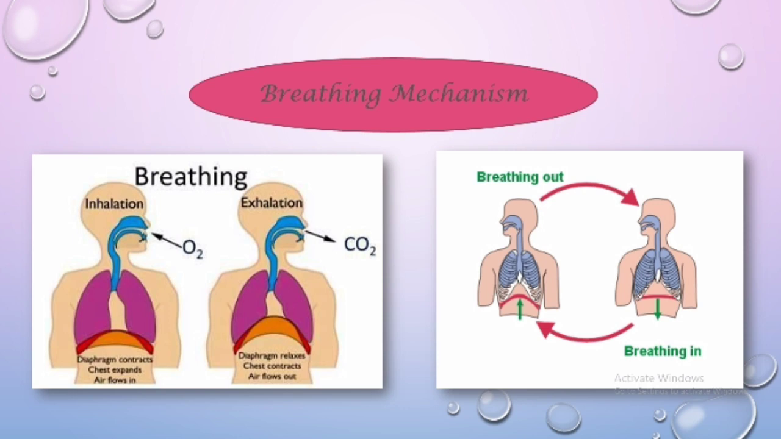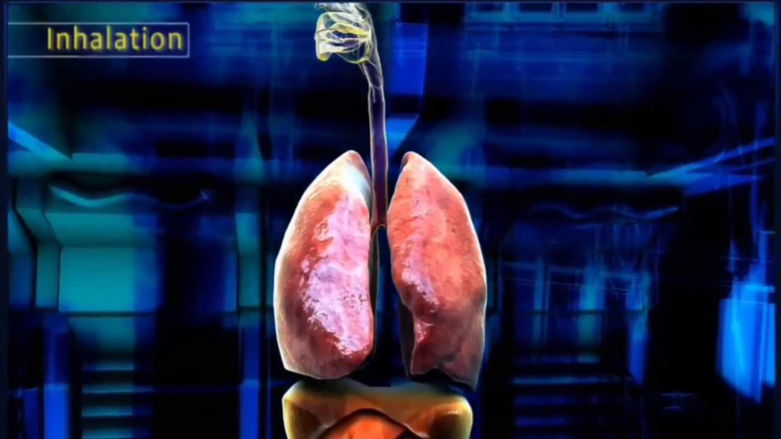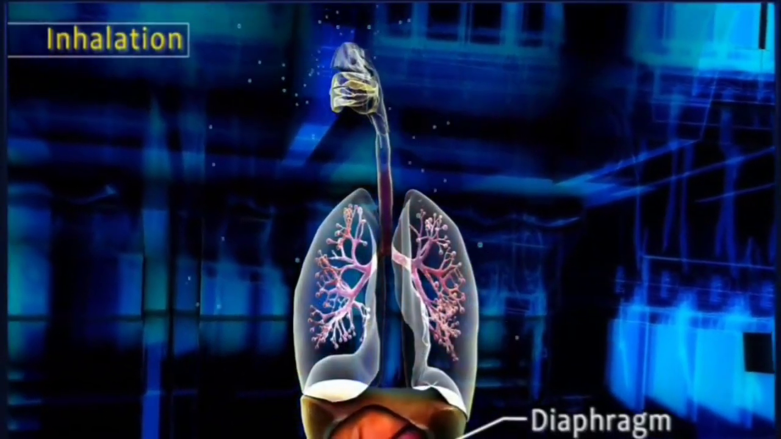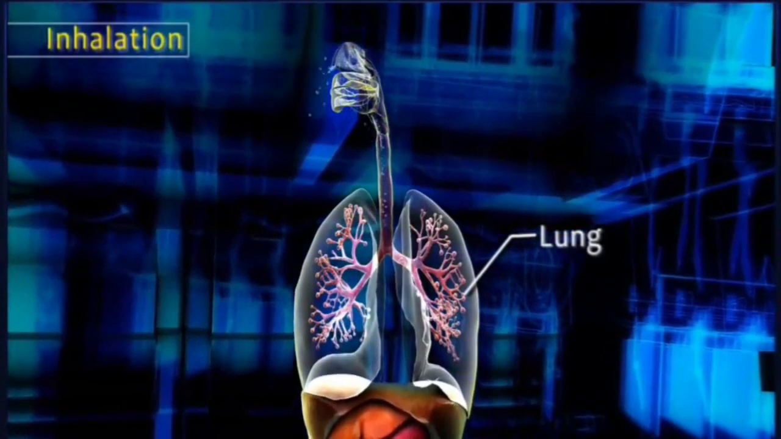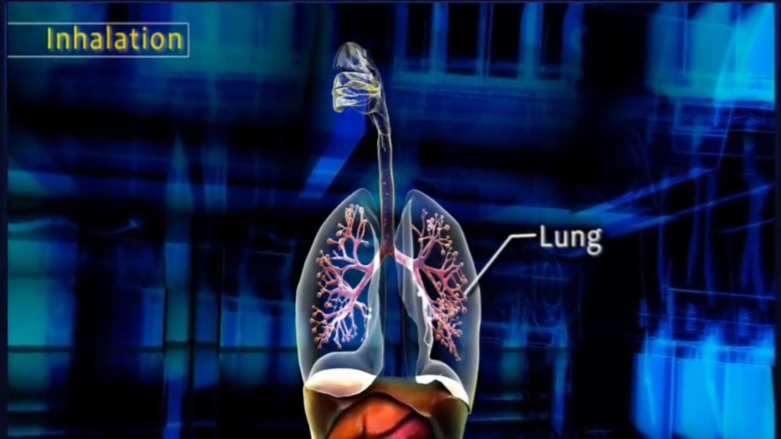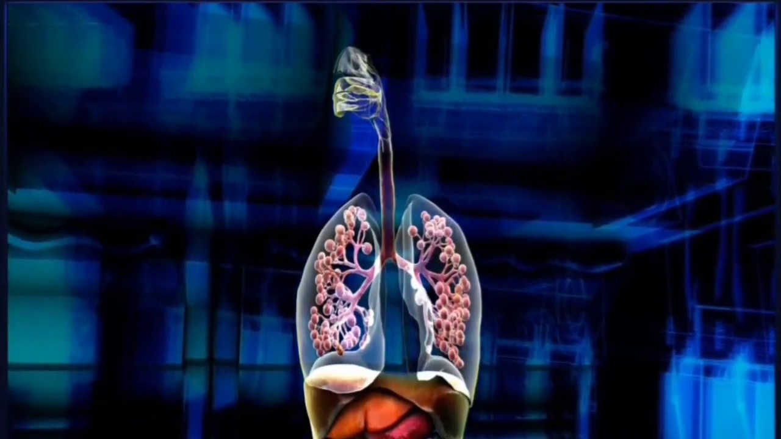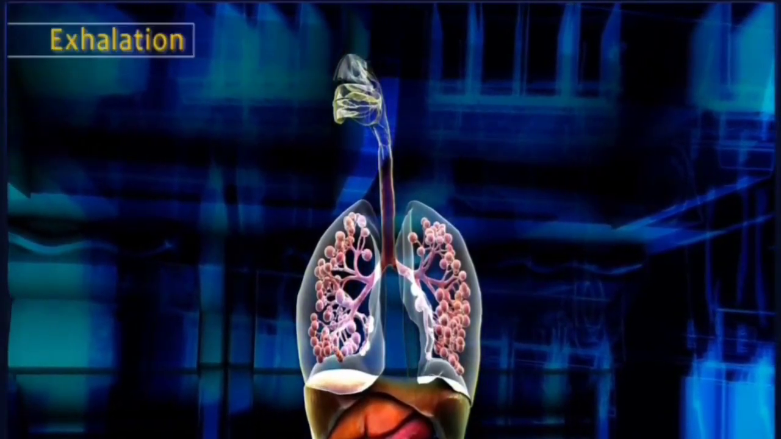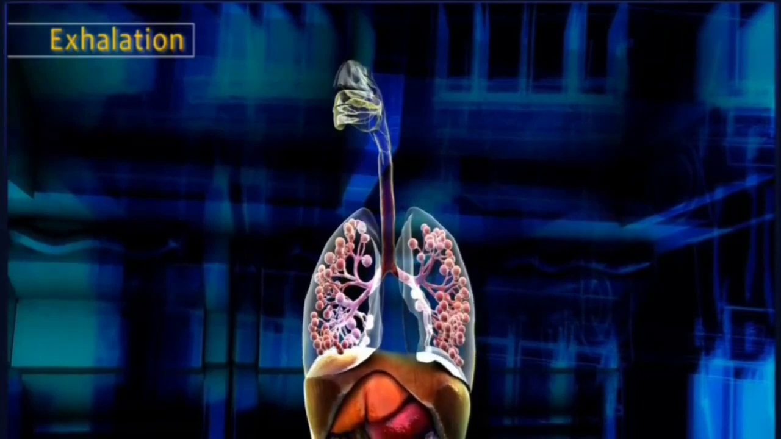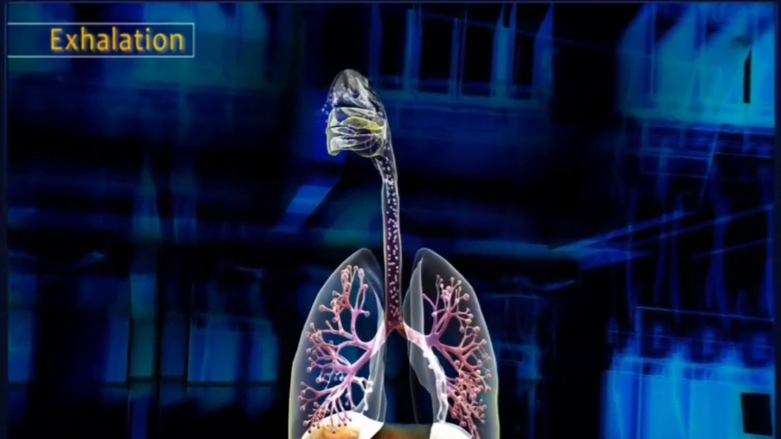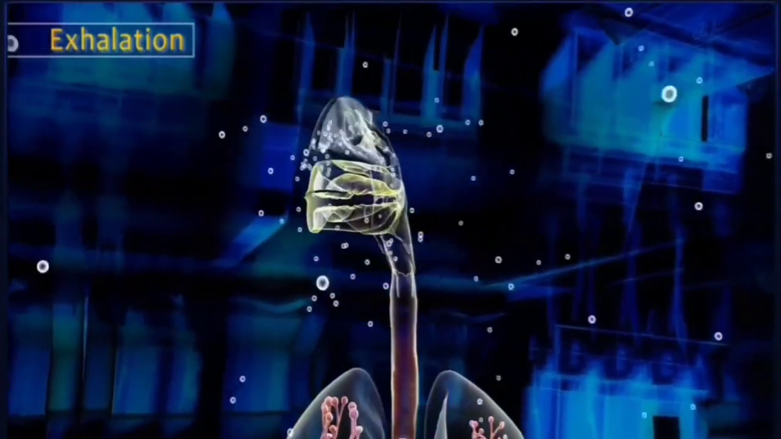The picture clearly shows the expansion and contraction of the diaphragm. During inhalation process, the diaphragm contracts and the lung expands to receive the air in alveolus. The exchange of gases takes place. The carbon dioxide is ready to expel out. During exhalation, the diaphragm relaxes and the lung contracts and expels carbon dioxide.